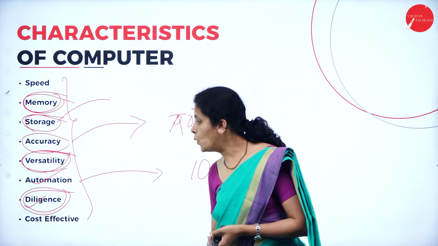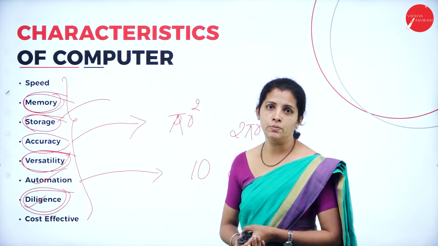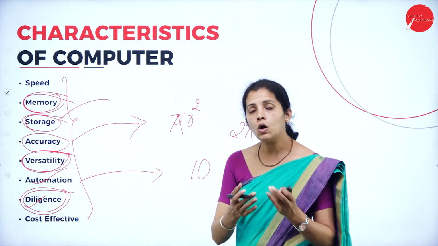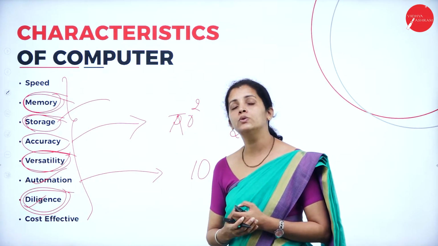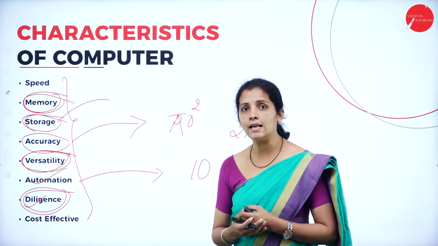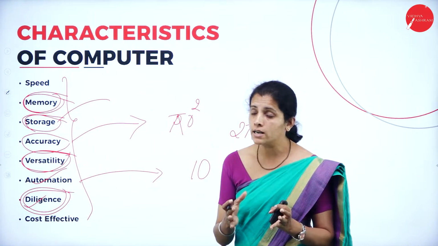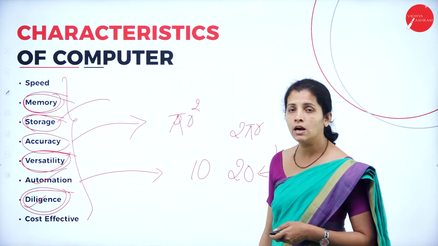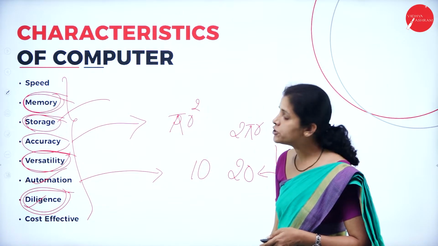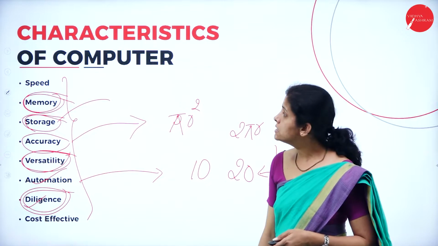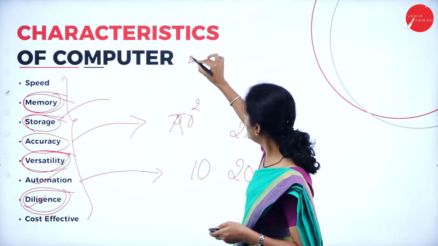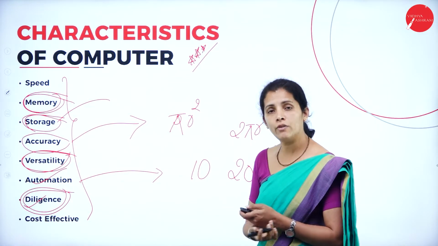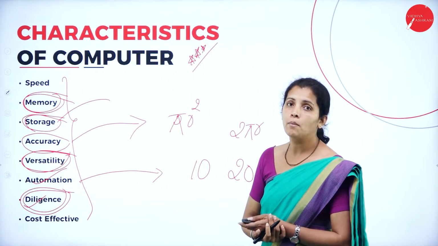Now, if I go with cost effective, computers are going to reduce cost, as well as reduce manpower and paper work. These are the characteristics of a computer, and from the examination point of view, this is a very important topic. You can expect this question for 5 marks or 10 marks.